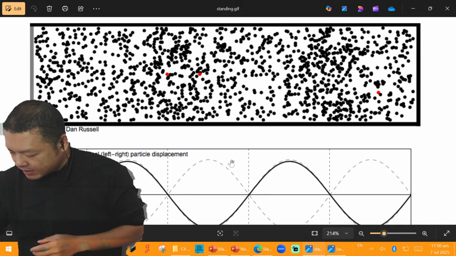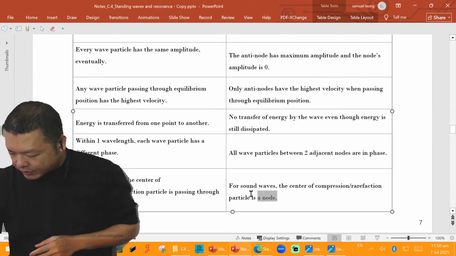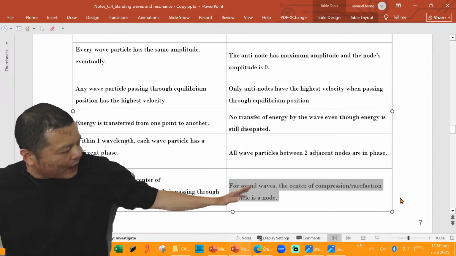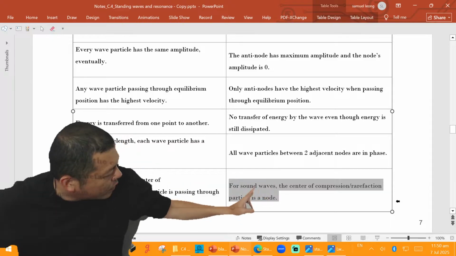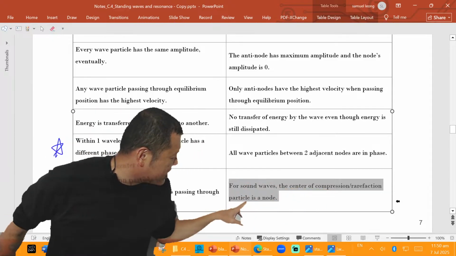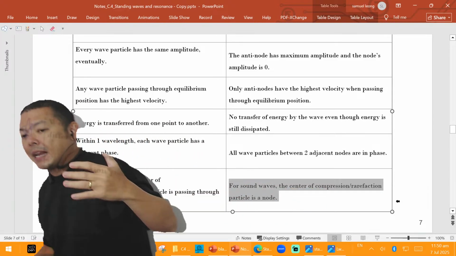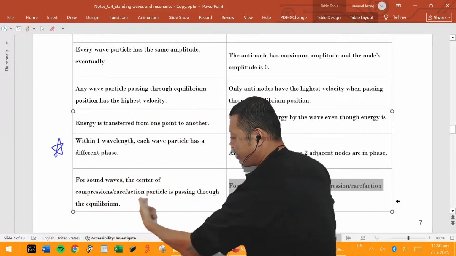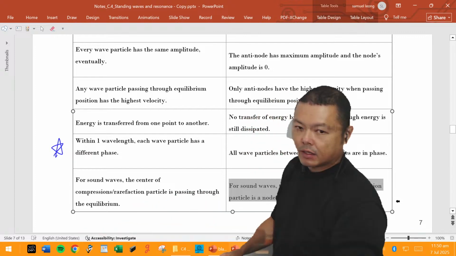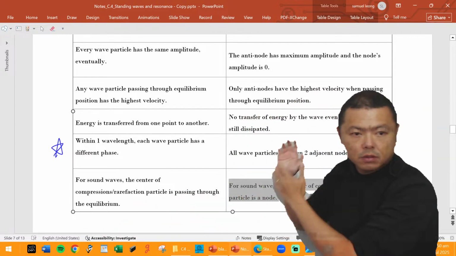Is that written down in my notes? Yeah, it is. For standing sound waves, the center of compression and rarefaction is always a node. But for a traveling sound wave, the compression and rarefaction is always passing through all the particles. Right? It's passing through all the particles. Okay?